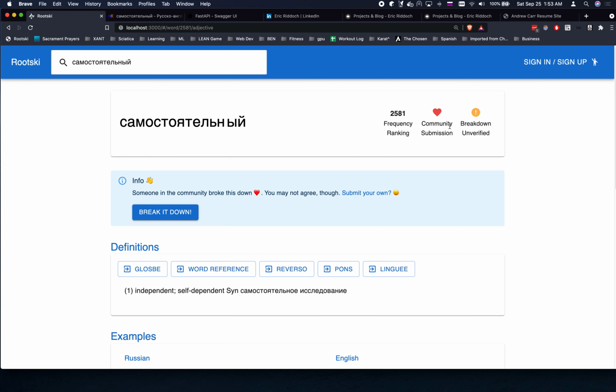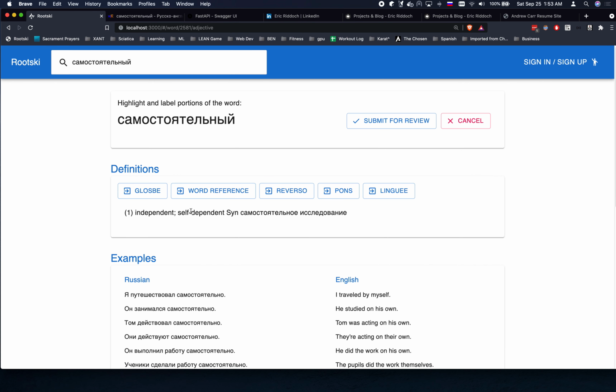So this is a community submission, and you can't really tell, but there's a little space between this H-looking character and this little B-looking character. That is trying to say that these are two different roots, which is a horrible breakdown. This is totally wrong. So as a user, I disagree with this breakdown. And honestly, it could have been an AI that did this breakdown. If it was, the AI was awful. So what we'll do is click break it down and submit our own.